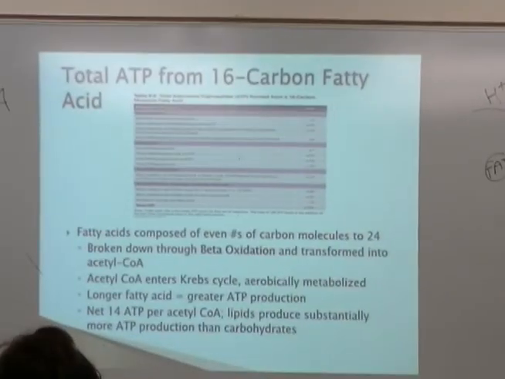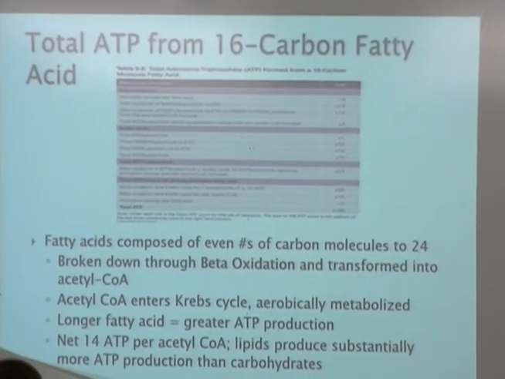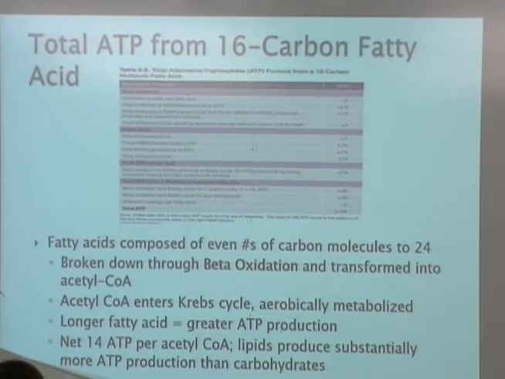Once I've got it broken down to acetyl-CoA, the exact same thing happens as it did with the carbohydrate acetyl-CoA, because acetyl-CoA isn't a carb or a fat anymore. It's a molecule in its own right. So once I've broken it down to acetyl-CoA, it's the Krebs cycle and electron transport chain, just the same. It's just that I see more of it because I get more acetyl-CoAs. So the longer the fatty acid in the triglyceride, the more ATP production I can get from that one molecule of fat.